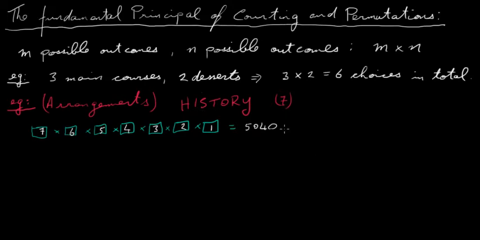Now, the way we can write that is 7 factorial, which looks like this, 7 factorial. And this factorial symbol here, you should be able to find that on your calculator. There should be a factorial button on your calculator. So all you've got to do is type in 7 and then this button here, press equals, and it'll do 7 factorial for you. It'll do 7 times 6 times 5 times 4 times 3 times 2 times 1. Press equals and you should get 5,040. So we've got 5,040 ways of arranging the letters of the word history.